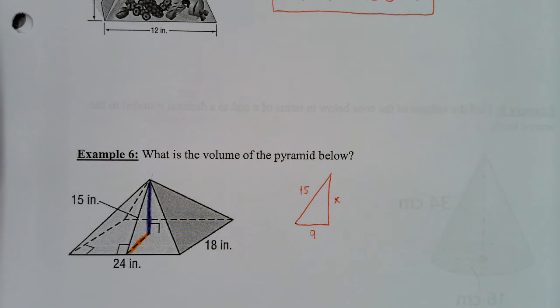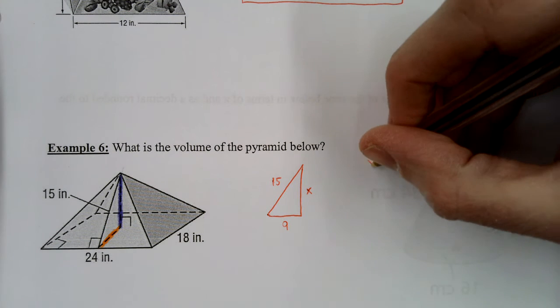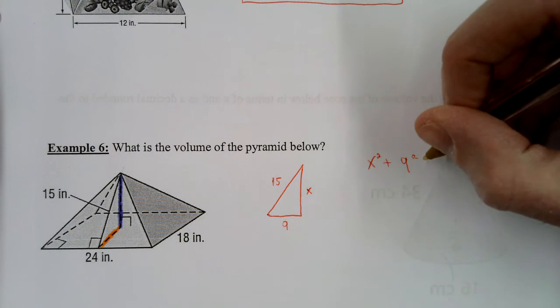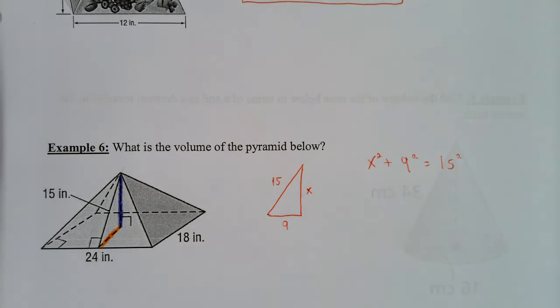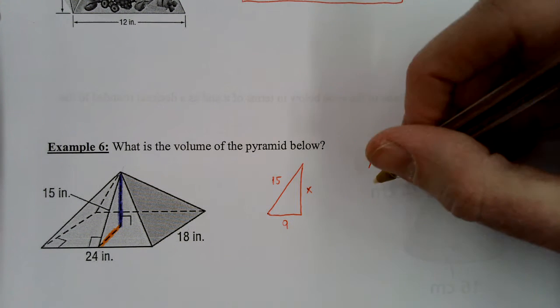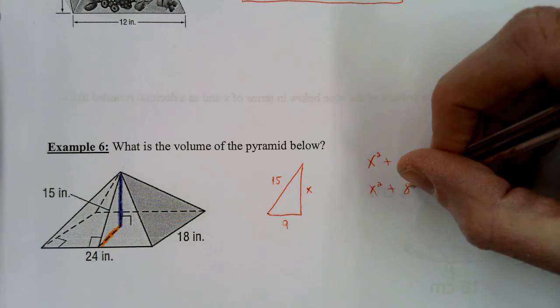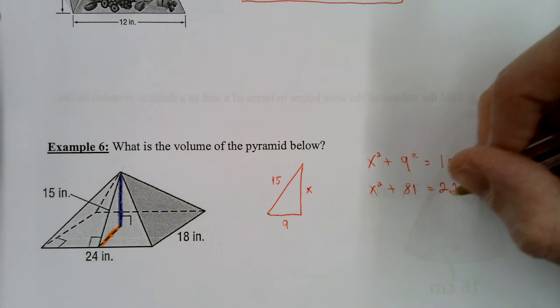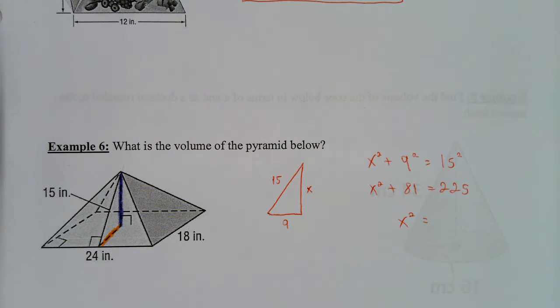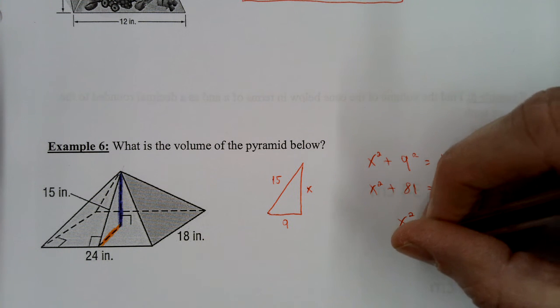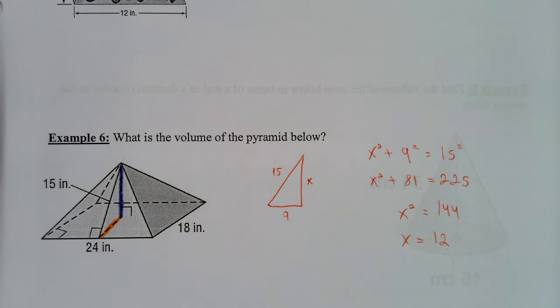Now let's solve for x using the Pythagorean theorem. x squared plus 9 squared equals 15 squared. So x squared plus 81 equals 225. Subtract 81. x squared equals 144. x equals 12, because you only want the positive square root. So that x represents the actual height of the entire pyramid.